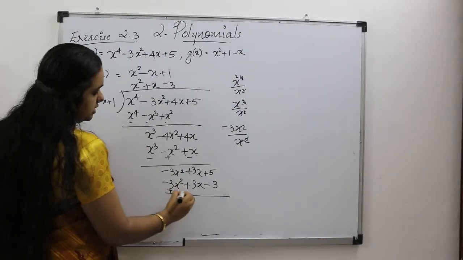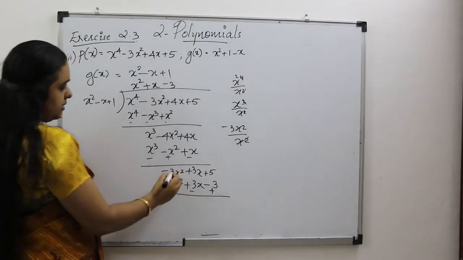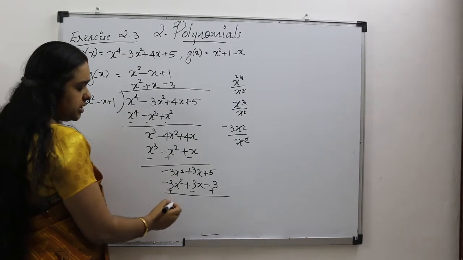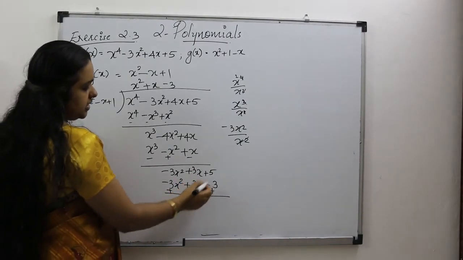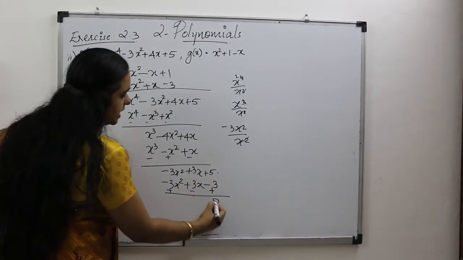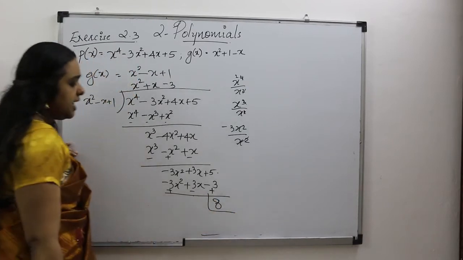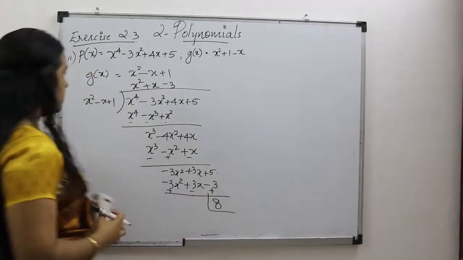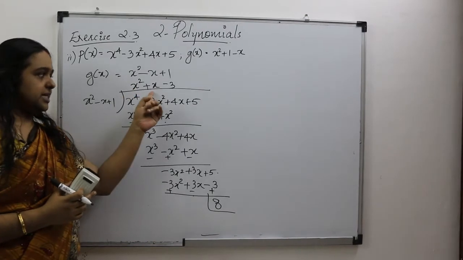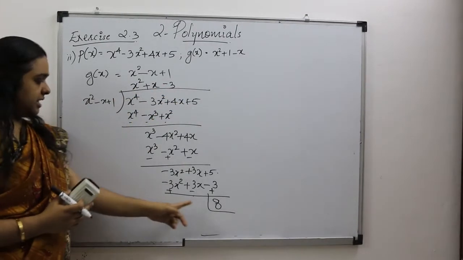So again subtraction. Minus 3x square plus 3x square is 0. 3x minus 3x is 0. 5 plus 3 is 8. That means our remainder is 8 here. So here our quotient is x square plus x minus 3 and the remainder is 8.